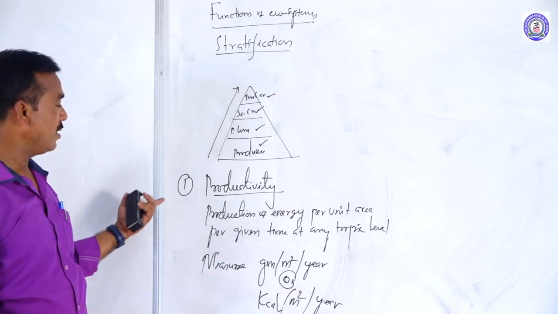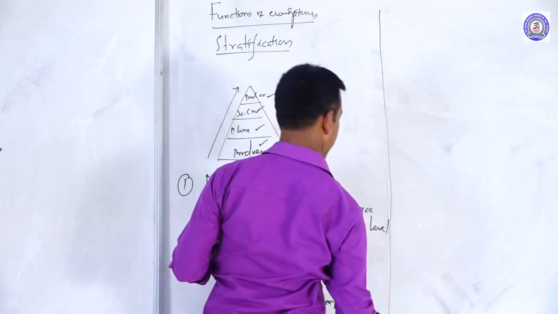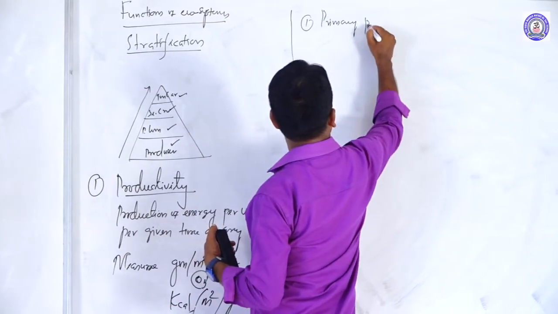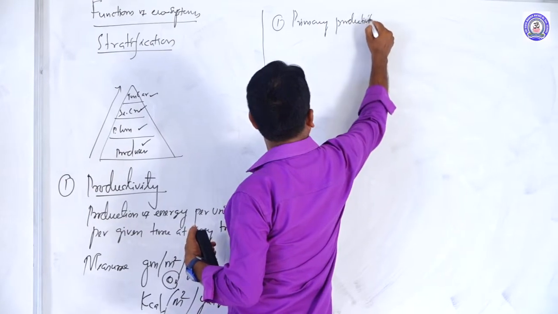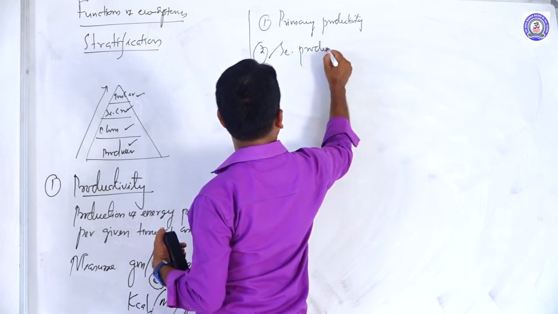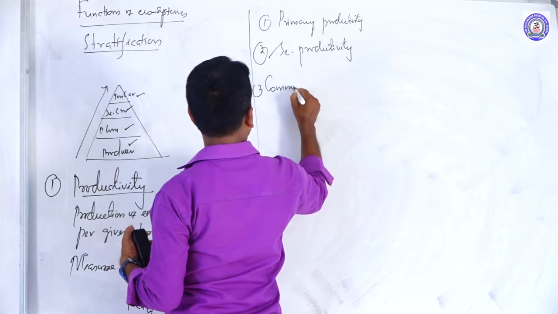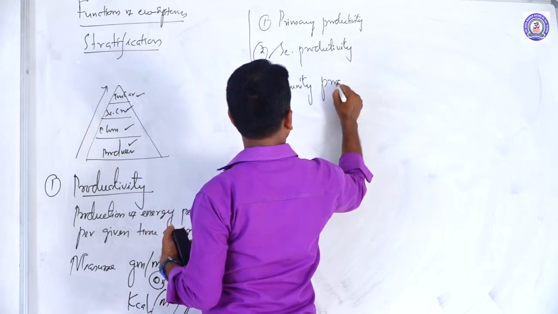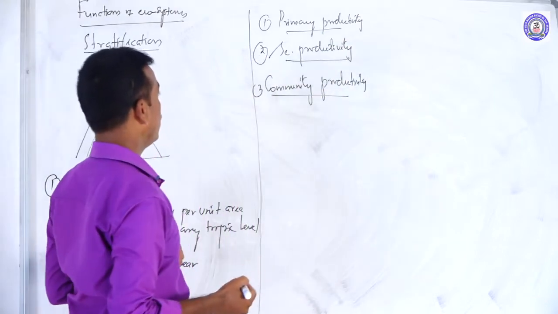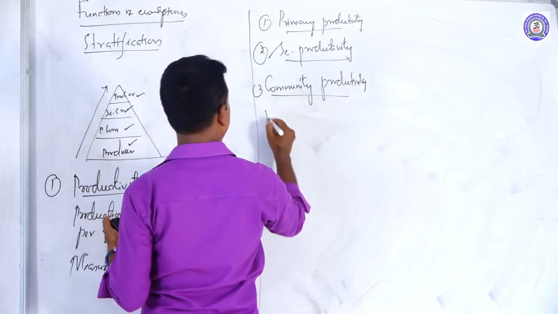Based on this, productivity can be classified into three types, namely primary productivity, secondary productivity, and community productivity. So productivity can be classified as three types: primary productivity, secondary productivity, and community productivity. Shall we discuss the first one, primary productivity?